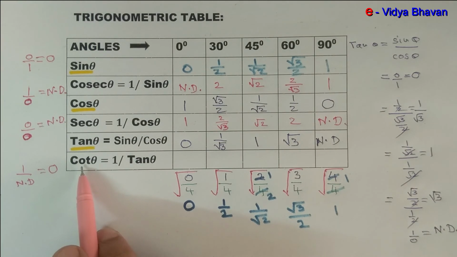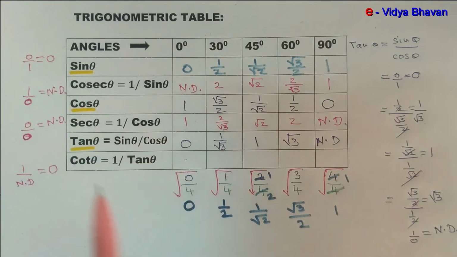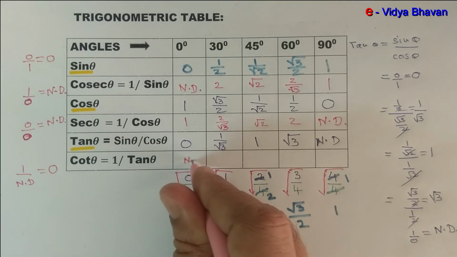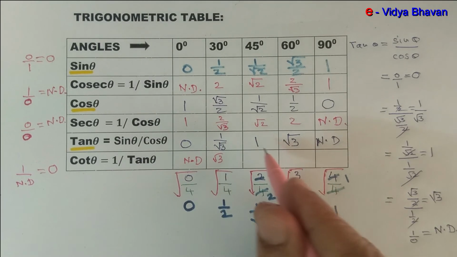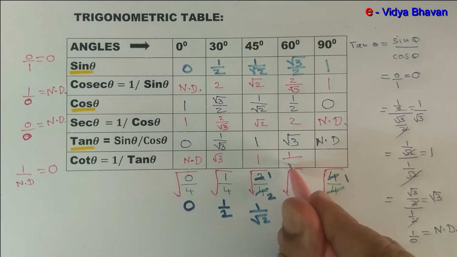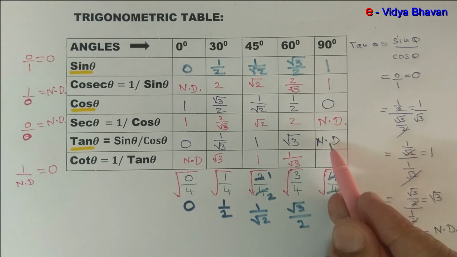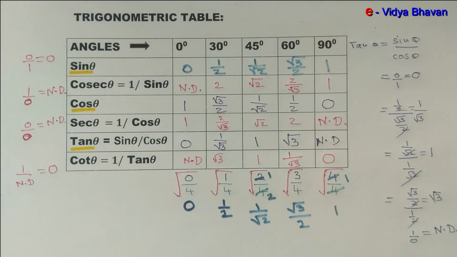Lastly, cot theta. Cot theta is the reciprocal partner of tan theta. It means cot theta is equal to 1 upon tan theta. That is 1 upon 0, and 1 upon 0 is not defined. 1 upon root 3 is root 3. 1 upon 1 is 1. 1 upon root 3 gives root 3, and 1 upon not defined gives 0.